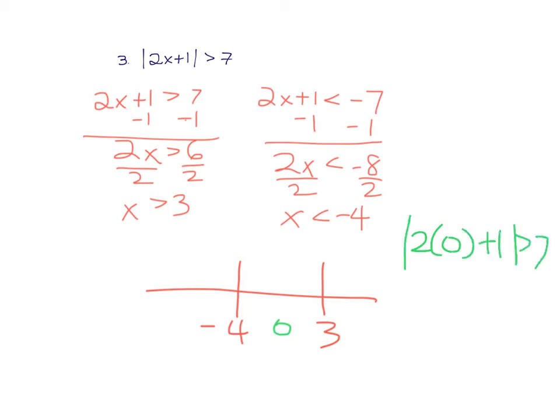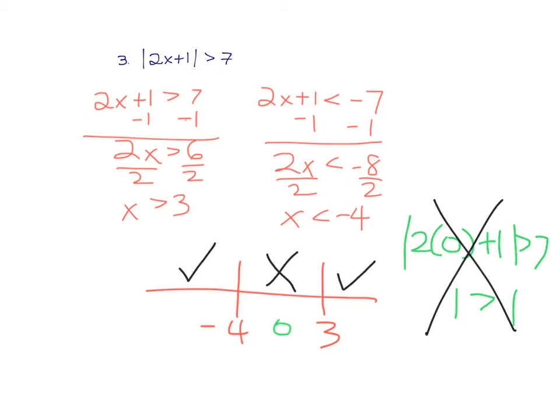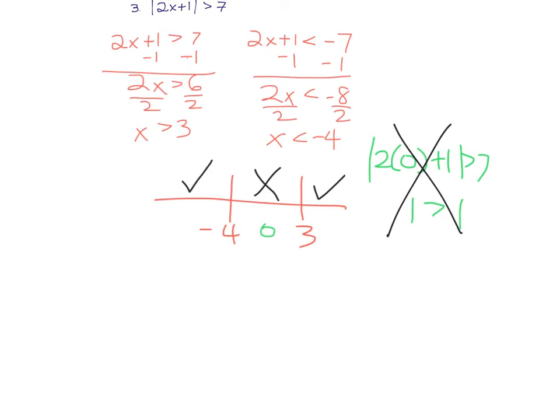Is that greater than 7? Is 1 greater than 7? No, it's not. So this gets an X. This gets the checks. So when the ends get the check, then it's the union. So we're going to do negative infinity up to negative 4.